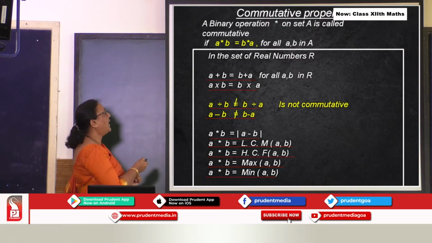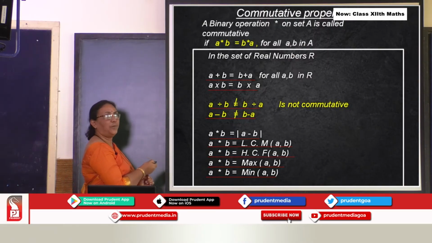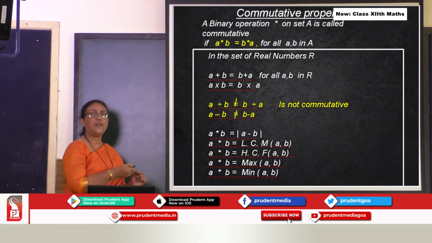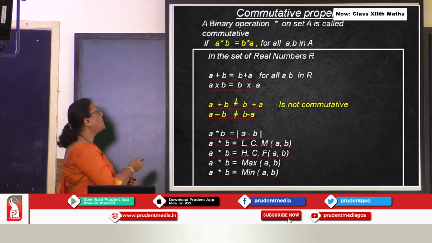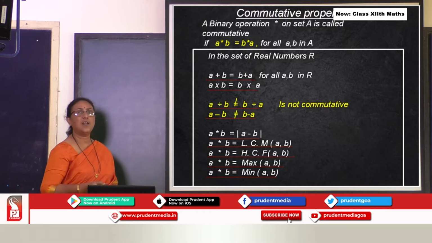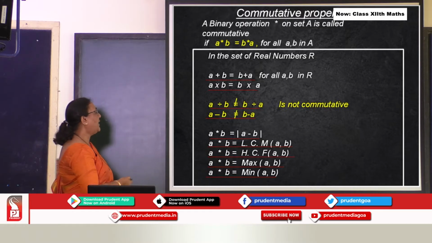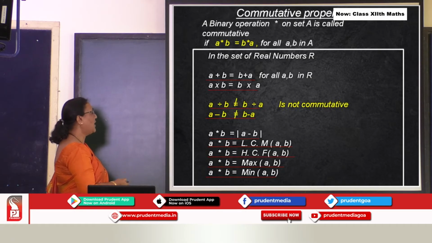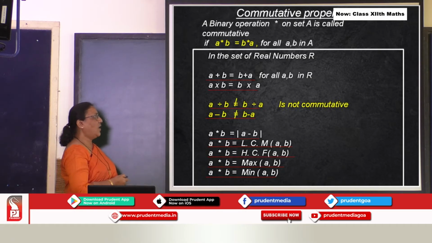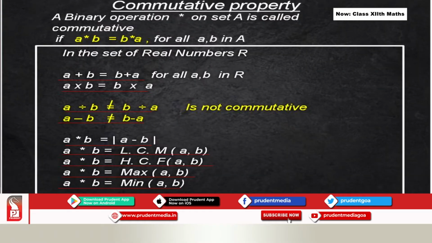Now second one, see here, A into B and B into A. If you multiply 3 into 4 and 4 into 3, the answer will come the same. Therefore, the operation is commutative. Now just see how all these operations are defined. A binary operation can be defined any way, not only A plus B. It can be modulus of A minus B. So you take the modulus of A minus B. Suppose it is 3 minus 5. What is 3 minus 5? You will get minus 2, and modulus of minus 2 is 2.